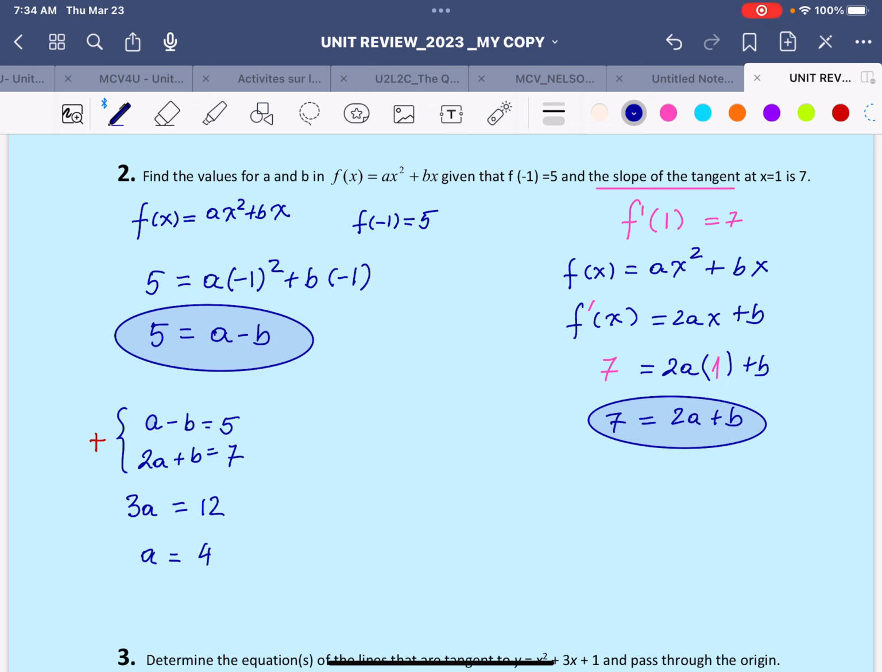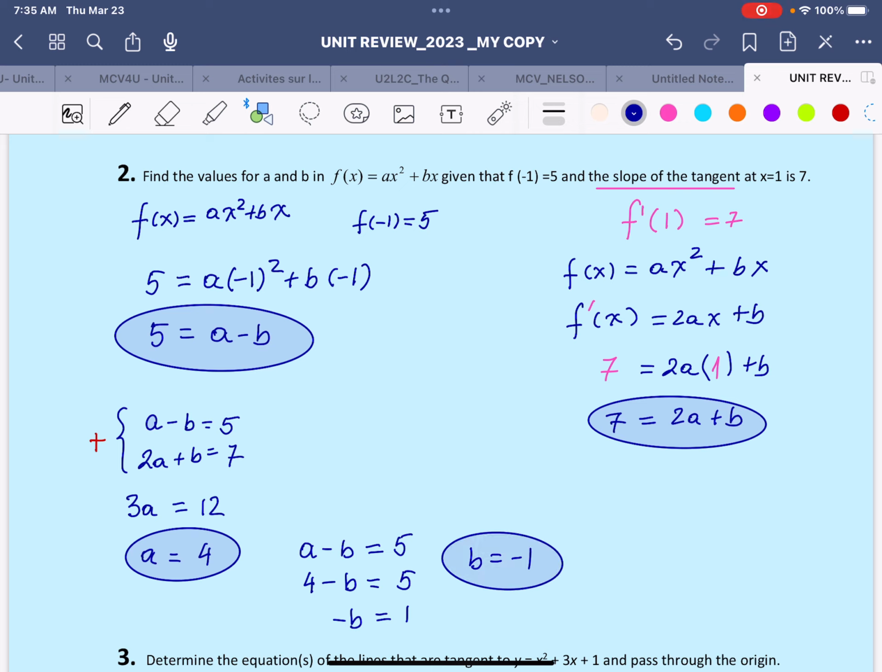And once we have the value of a, we can use either equation, the first or the second, to find the value of b. I would use the equation with the smallest coefficients, so in this case a minus b equals 5, but either equation should work. So with a of 4, then we would have negative b equal to 5 minus 4, 1. So b equals negative 1. So we're going to say that the values of a and b must be respectively 4 and negative 1.